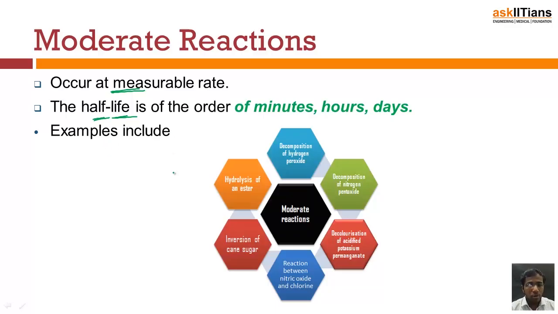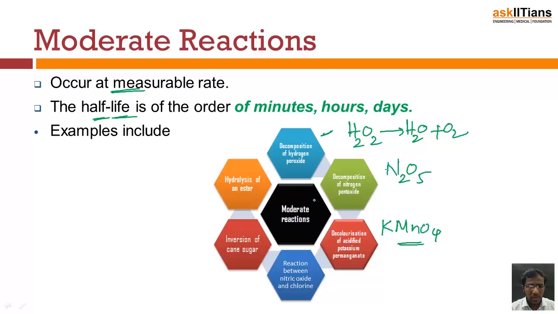Some of the examples of moderate reactions include the decomposition of hydrogen peroxide, where hydrogen peroxide decomposes to water and oxygen. Similarly, decomposition of nitrogen pentoxide is also a moderate reaction, not too slow, not too fast. Decolorization of acidified potassium permanganate is also a moderate reaction. And hydrolysis of ester, the inversion of cane sugar, the reaction between nitric oxide and chlorine. All these are examples of moderate reactions.